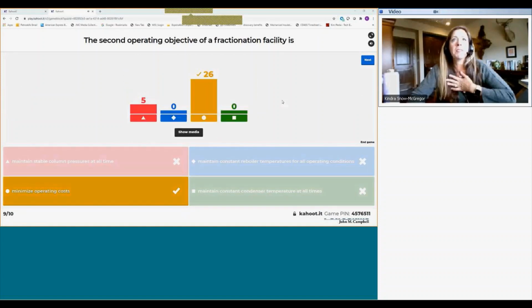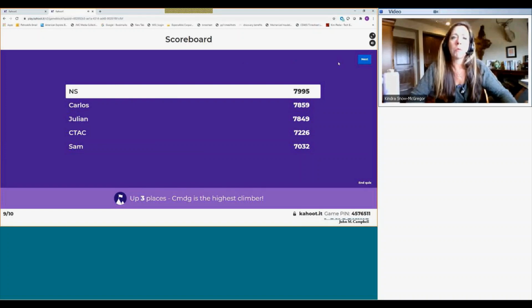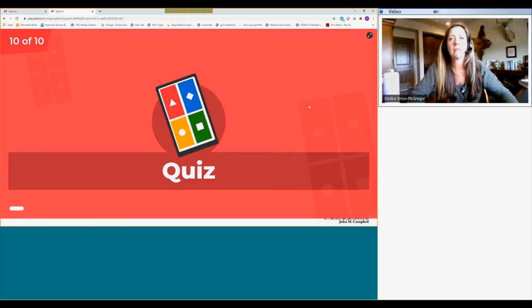All right, the second operating objective of a fractionation facility is to minimize your operating costs. And remember, we do that by trying to run our columns at the lowest pressure possible. And NS is in the lead. Last question.